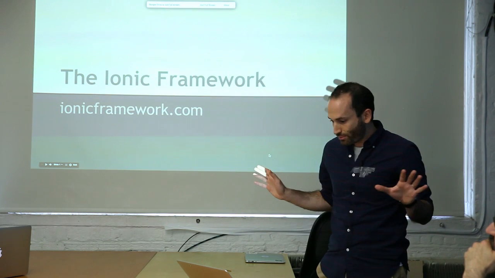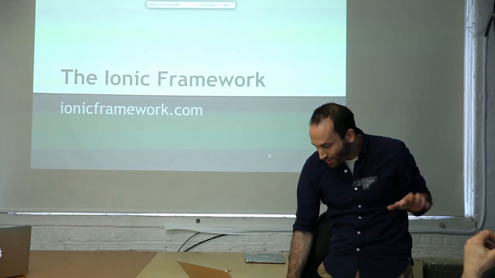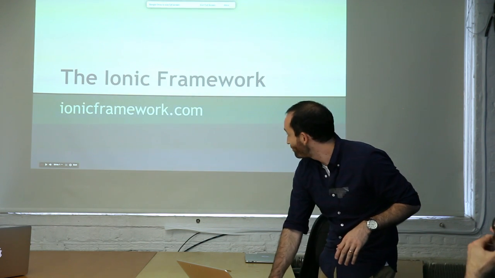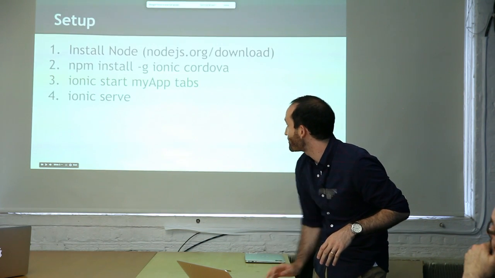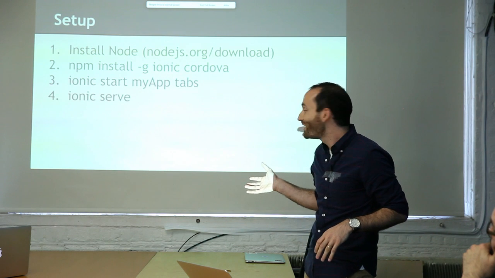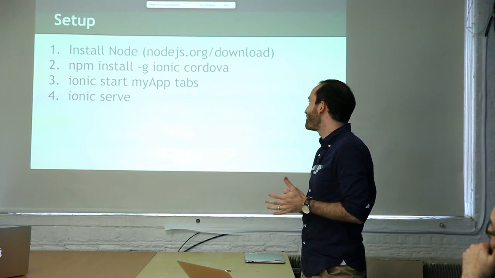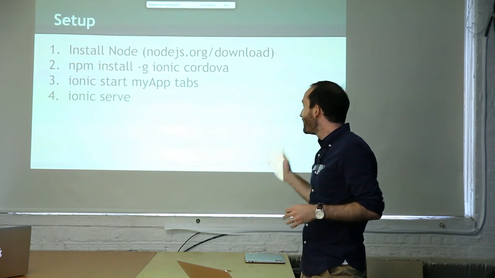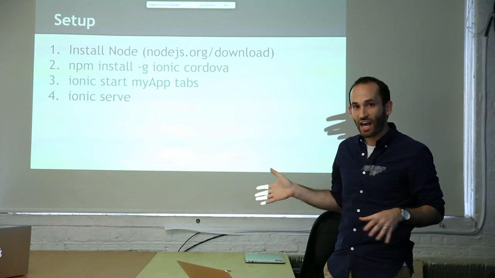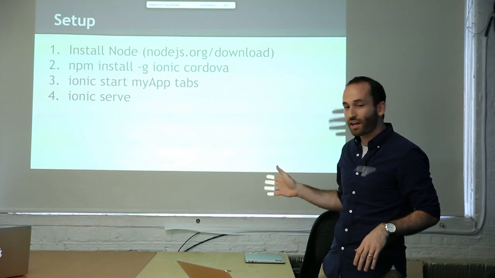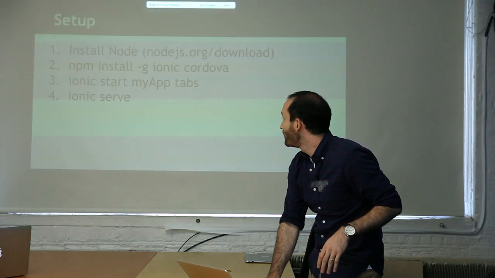All right, if anyone does want to play along, those are the technologies we talked about. You have Node already, real simple to npm install globally Ionic and Cordova. Ionic start, your app name. Tabs is one of their starter apps, and then Ionic serve to get going.